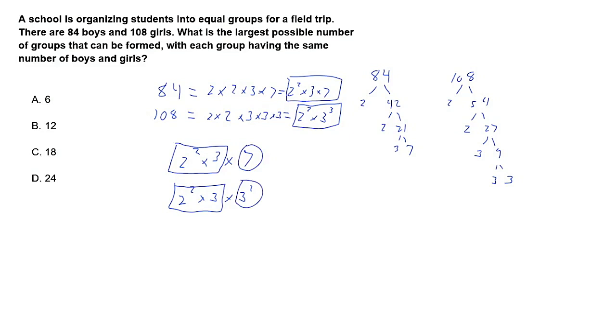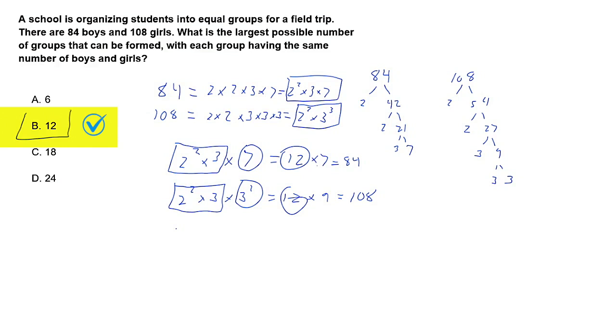So if I work this out a little bit further, then I've got 2 times 2 is 4 times 3 is 12. So I've got 12 times 7 equals 84. And then 2 squared times 3 again is 12 times 9 equals 108. So this 12 is our greatest common factor. And so that's our answer. That's the most groups we can form and keep them equal.